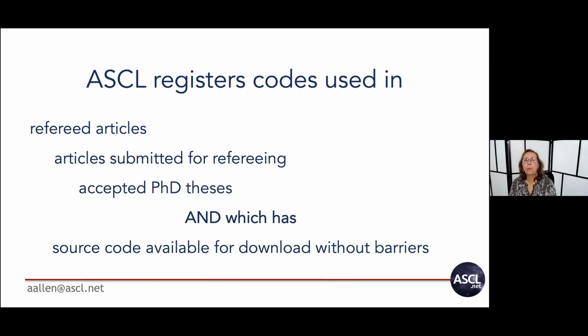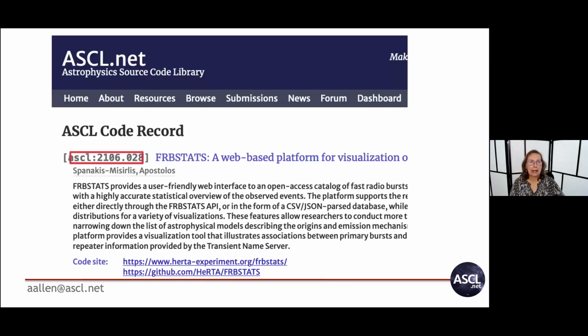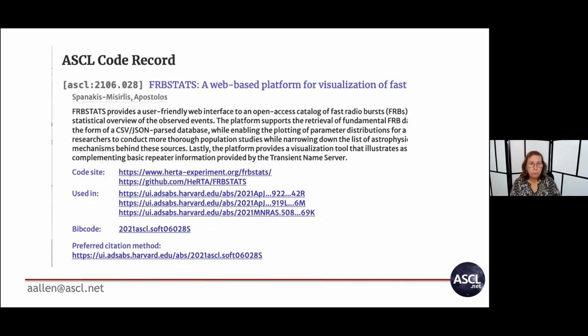So what do you get when you register your code in the ASCL? For one, you get a unique identifier, the ASCL ID. This is a recognized identifier. It's registered with identifiers.org, and ADS can pick up citations to the ASCL if the citation includes the ASCL ID. So the whole ID needs to appear for the citation. So you get a unique identifier for it.